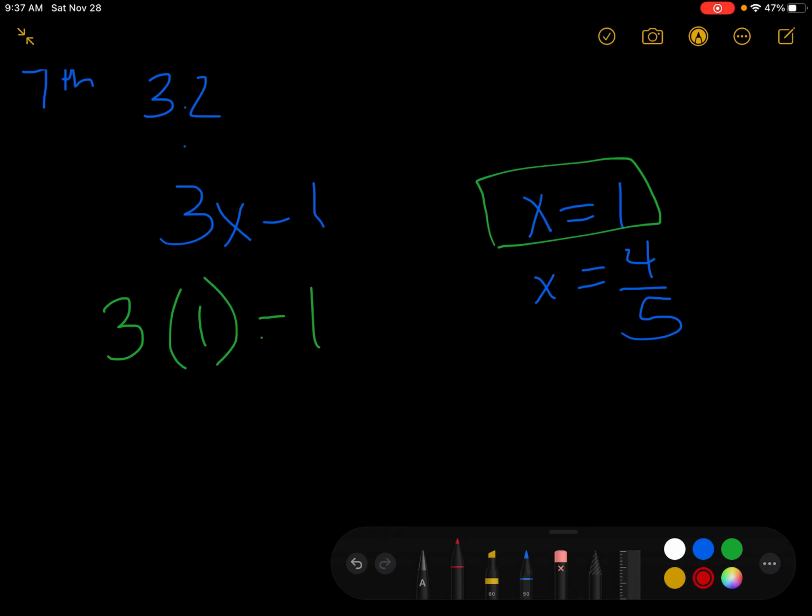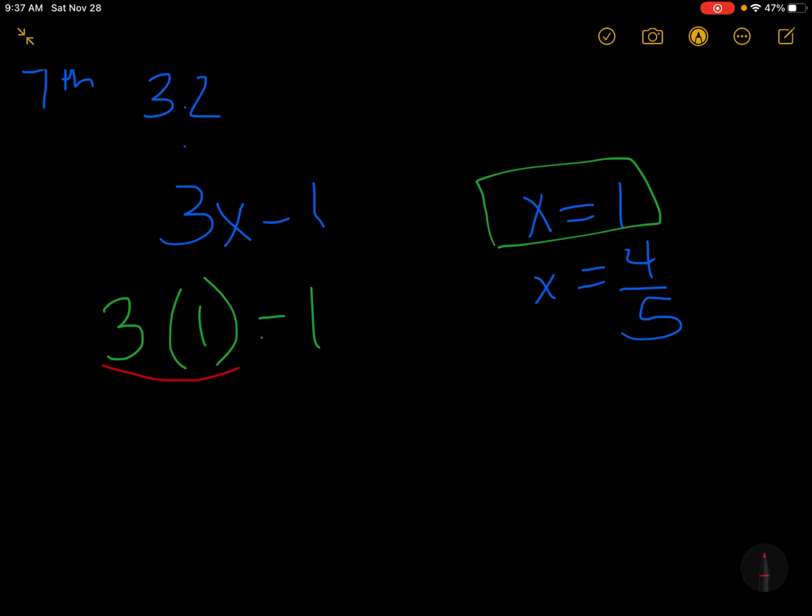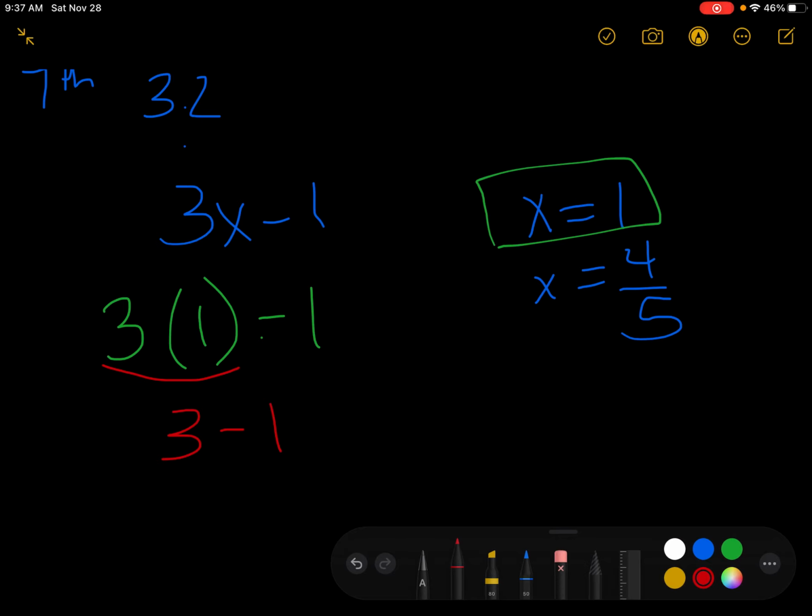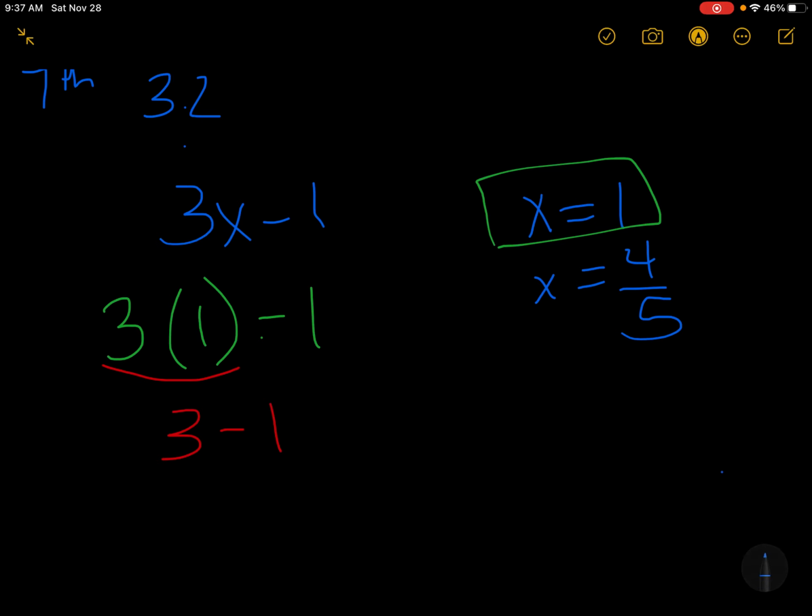The first part we would do would be this 3 times 1. Anytime two numbers are smushed together like that, specifically with parentheses around a single digit, that means multiplication. So 3 times 1 equals 3. I'm going to rewrite the rest of my problem that I didn't use just so that I can keep everything in order. And then after multiplication and division, which there isn't any more of, we would move to addition and subtraction. The only addition and subtraction problem that we currently have is 3 minus 1. 3 minus 1 is 2. And that is the end of that one.